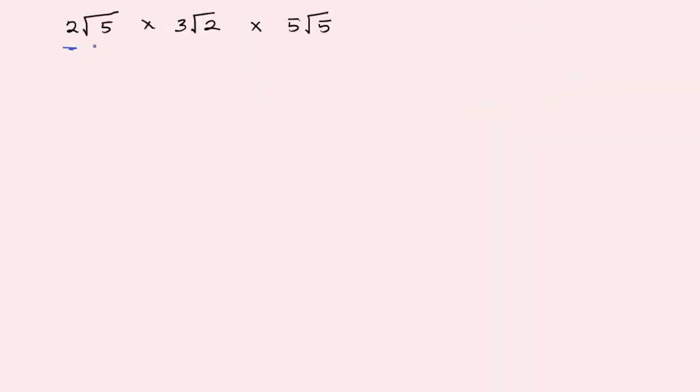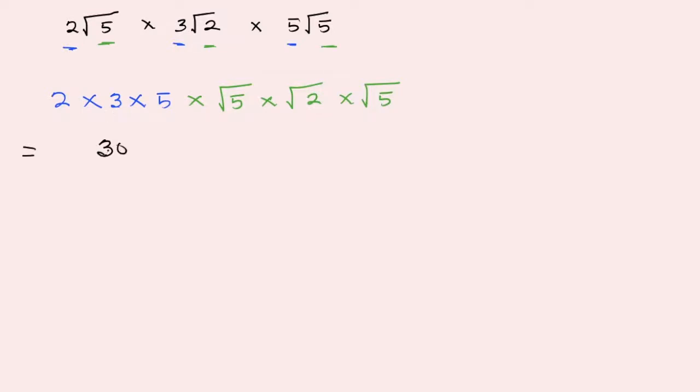So first thing, combine the numbers outside the radical sign. So we have 2 here, multiplied by 3 here, multiplied by 5 here. And then we move on to the numbers under the radical sign, which is root 5 here, multiplied by root 2 here, multiplied by root 5 here. And so we can go ahead and say 2 times 3 is 6, 6 times 5 is 30. So all this becomes 30.